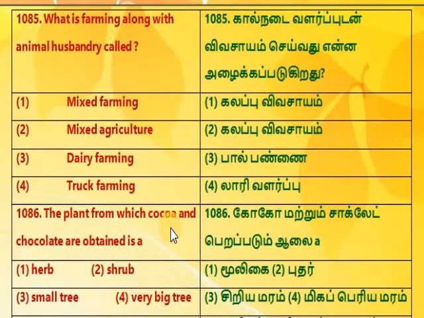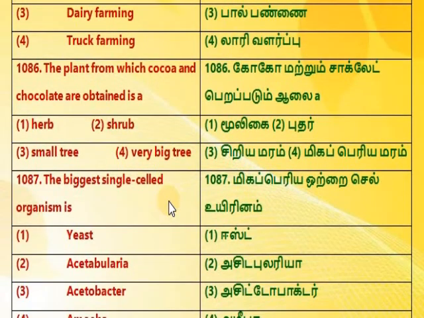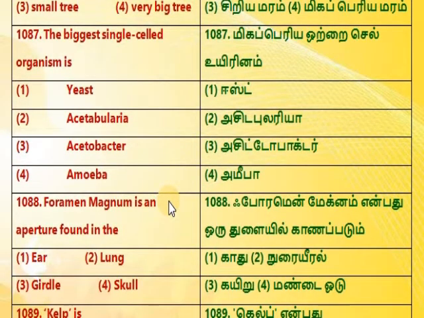1085. What is farming along with animal husbandry called? 1. Mixed farming. 2. Mixed agriculture. 3. Dairy farming. 4. Truck farming. 1086. The plant from which cocoa and chocolate are obtained is a 1. Herb. 2. Shrub. 3. Small tree. 4. Very big tree. 1087. The biggest single-celled organism is 1. Yeast. 2. Acetabularia. 3. Acetobacter. 4. Amoeba.